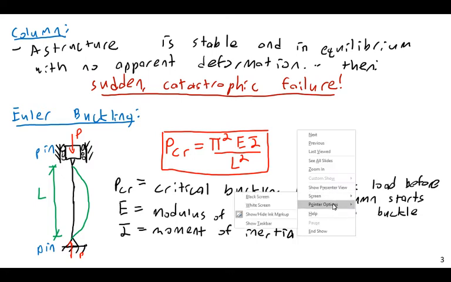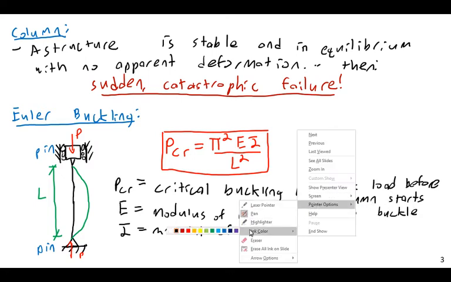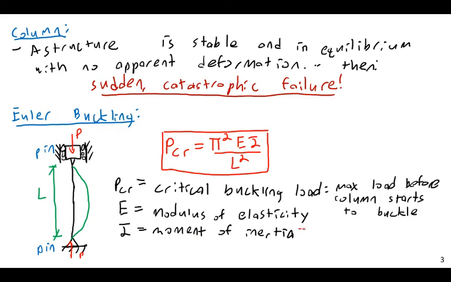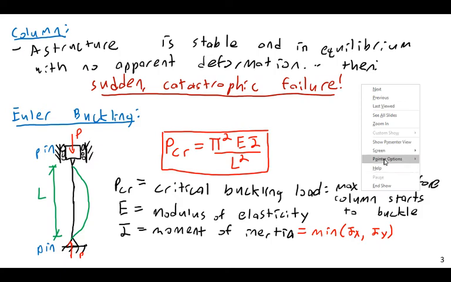And now here's the critical thing. Columns are not picky. They will buckle in any direction that you give them a chance to. So if you have a column, you need to find moment of inertia, both Ix and Iy, on the cross section. So if your Iy is much less than your Ix, it's just going to buckle out in the weak direction. See, with beams, you get to play nice.